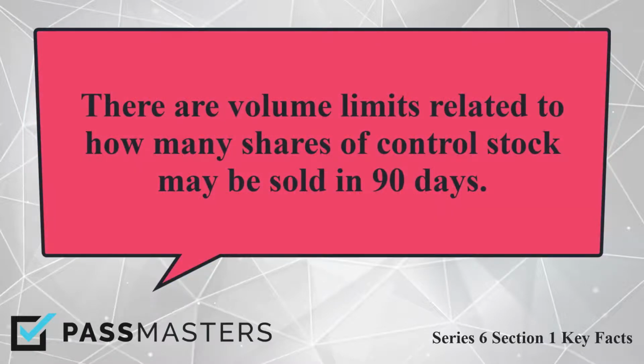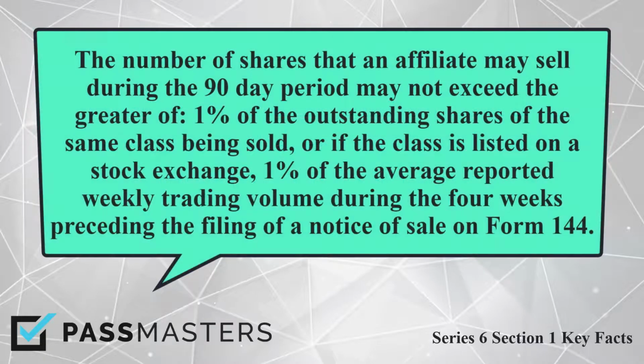There are volume limits related to how many shares of control stock may be sold in 90 days. The number of shares that an affiliate may sell during the 90-day period may not exceed the greater of 1% of the outstanding shares of the same class being sold, or, if the class is listed on a stock exchange, 1% of the average reported weekly trading volume during the 4 weeks preceding the filing of a notice of sale on Form 144.